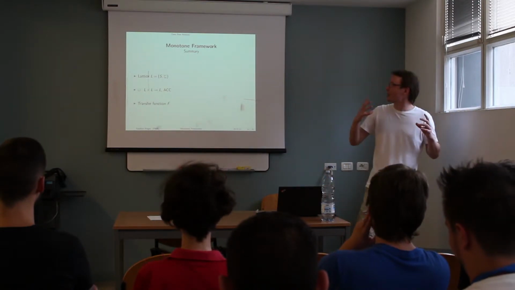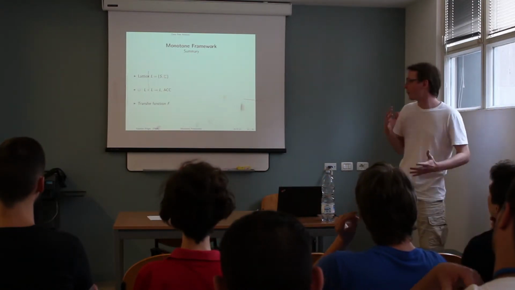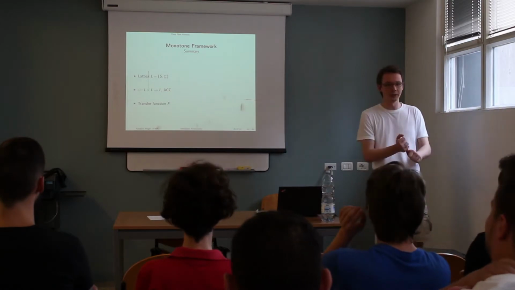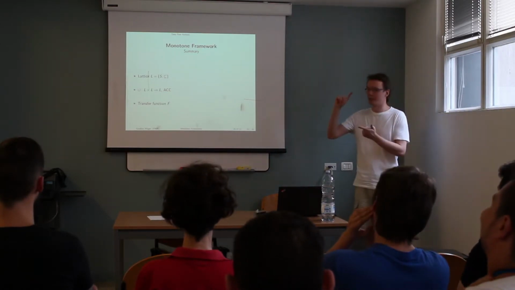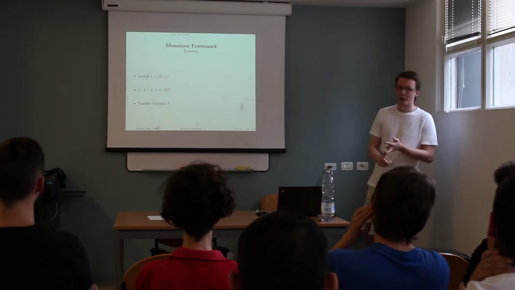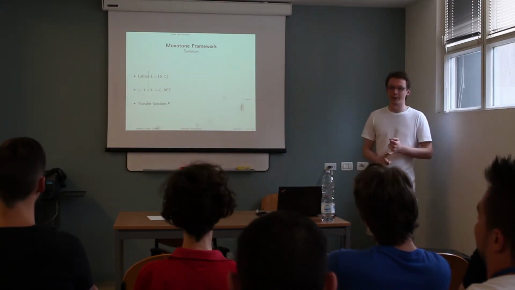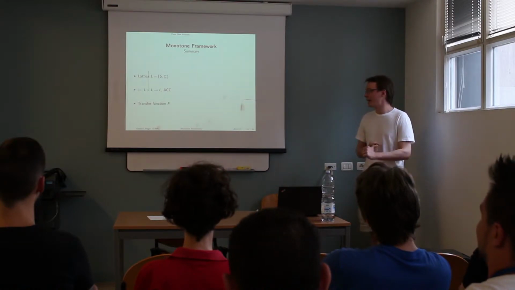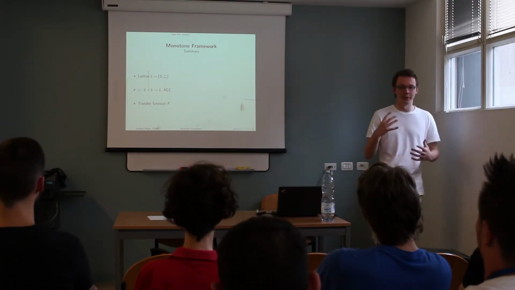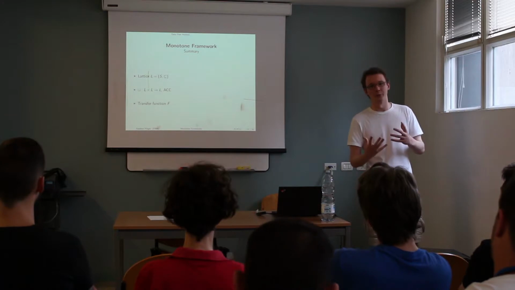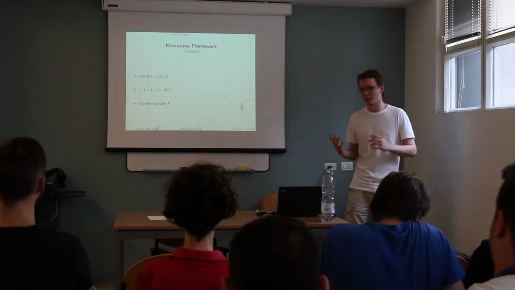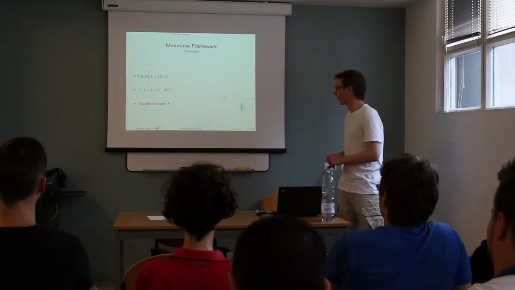So in summary, a monotone framework needs 3 important things. It needs a lattice, which contains the set of solutions and the partial ordering. It needs a combination operator, which satisfies the ascending chain rule, and it needs a so-called transfer function to be able to get information out of the actual instructions you are working with.